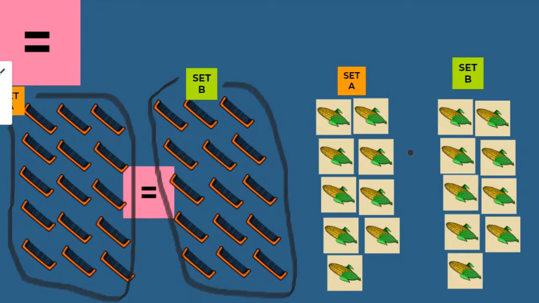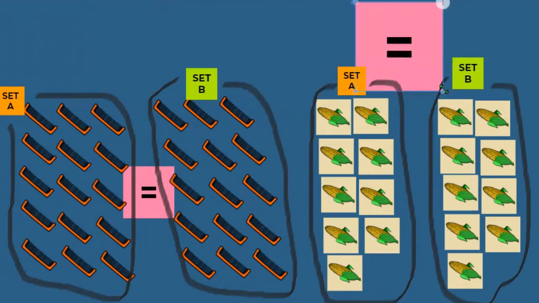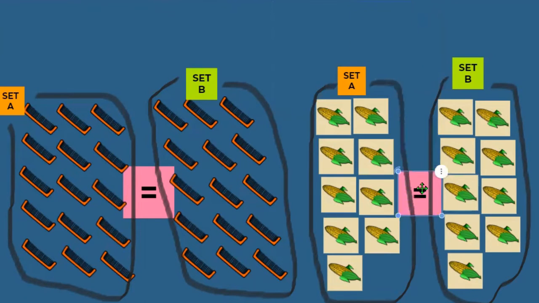9 corns in set A, 9 in set B. What do you notice about these two sets? They have the same amount. When the sets have the same amount, we use the equal to sign. So this will say 9 is equal to 9, or 9 is the same as 9. So we use the equal to sign when we have sets with the same amount.